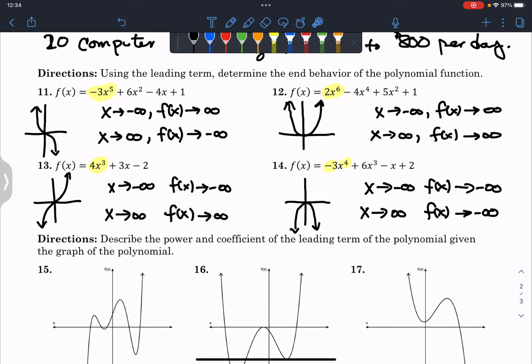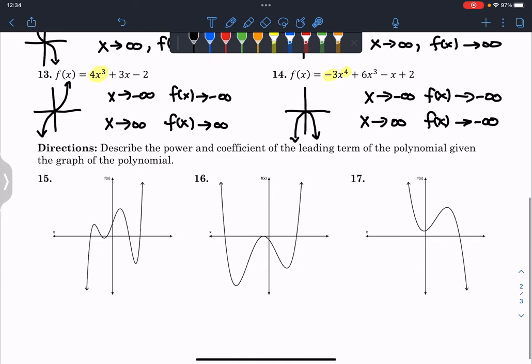Now, working backwards, we can determine again the degree and the coefficient of these three polynomials using the leading coefficient test. If all of these are polynomials, I know I can write my polynomials in this format. And what I want to do is determine what this number in the front is. Is it positive or negative? And what type of degree is this polynomial going to have?